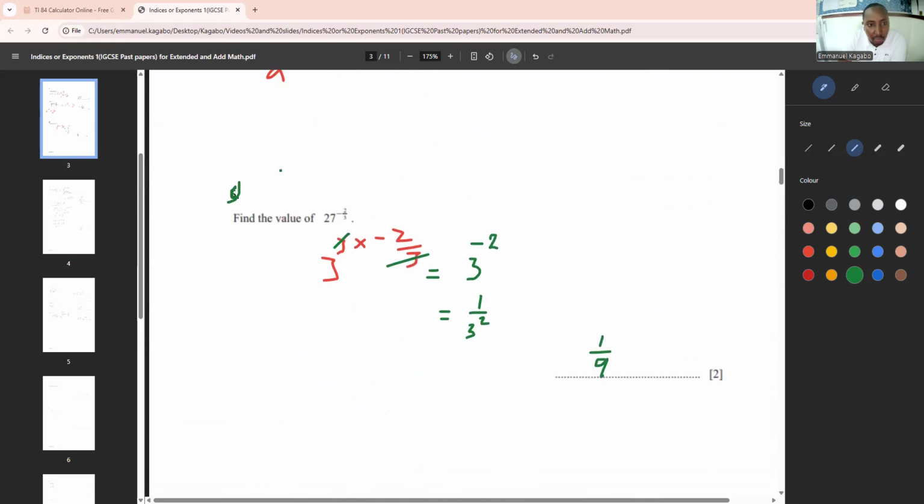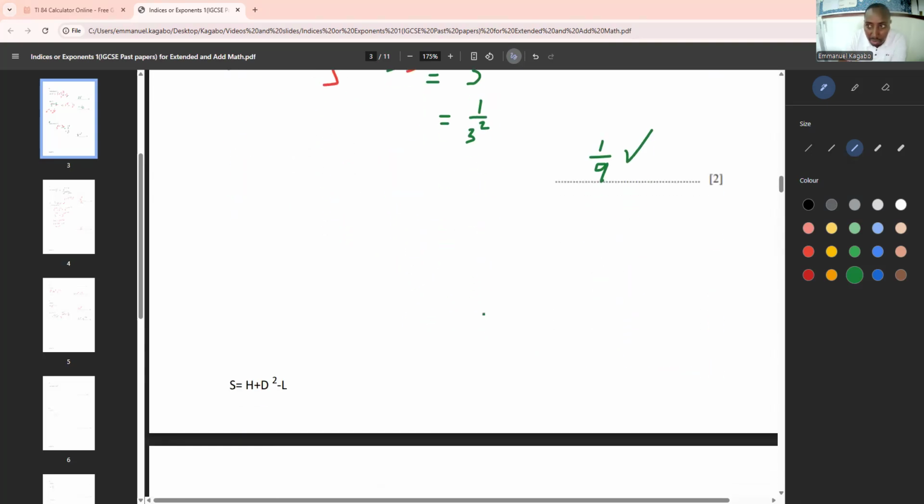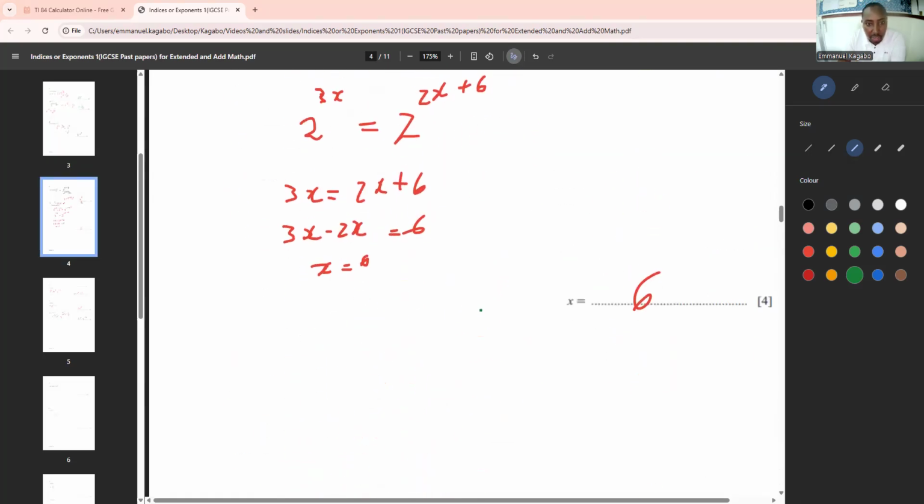Yeah, this question, please, if you watch the first video, when I simplified this and this one, I made a mistake. It was supposed to be 3 power negative 2, which will give you 1 over 3 squared, and this was the correct answer. Please, I hope you didn't get confused there. Okay, so let us continue.